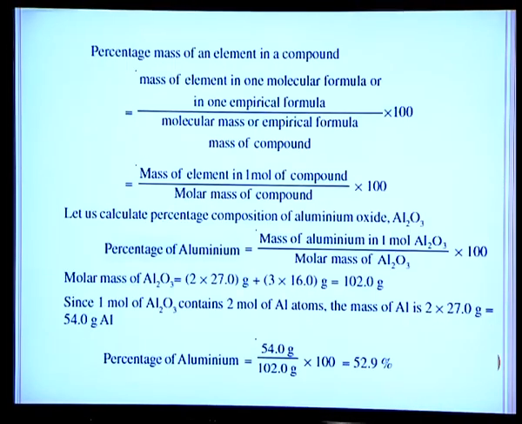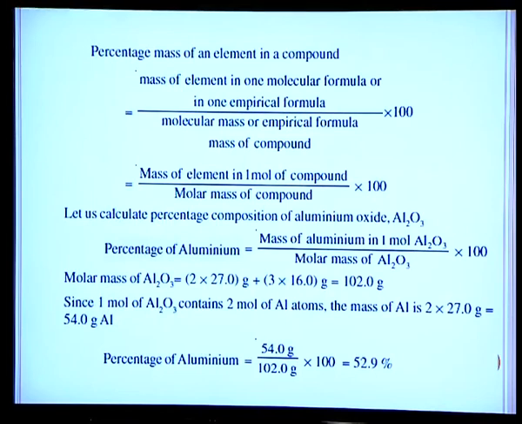Now, the percentage mass of an element in a compound is the mass of the element in one molecular formula or in one empirical formula, divided by the molecular mass of the formula, into 100. That is, mass of the element in 1 mole of the compound divided by the molar mass of the compound, into 100.